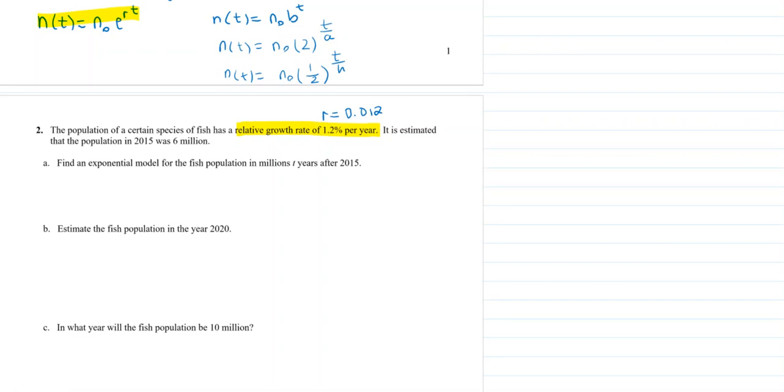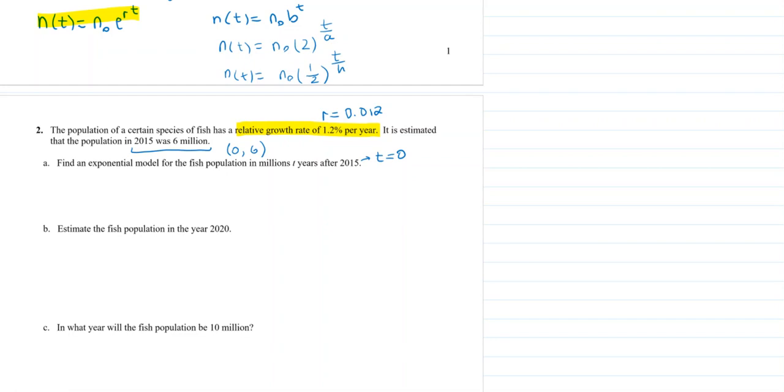Relative growth rate is just like interest rate in a continuous compound problem. It is estimated that the population in 2015 was 6 million. Find an exponential model for the fish population in millions t years after 2015. So that means that 2015 corresponds to t equals 0. So if I know that the population was 6 million in 2015, that means I can work with this ordered pair. When t was 0, the population was 6 million.